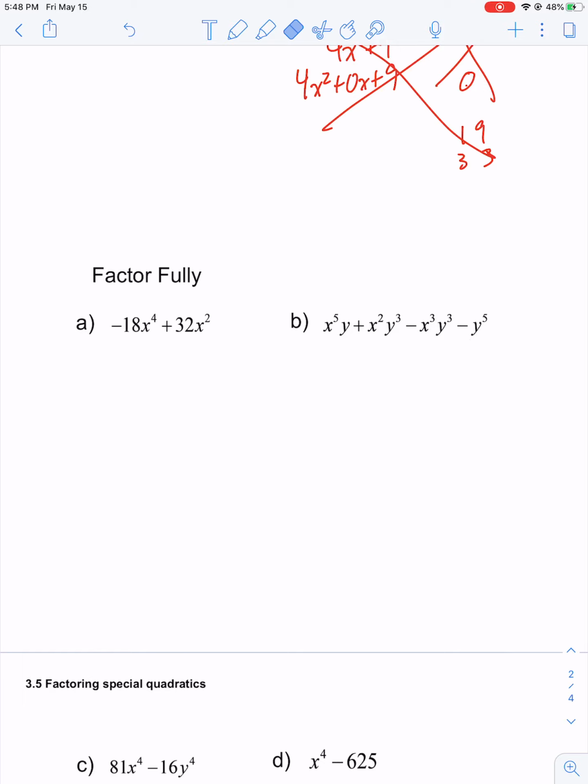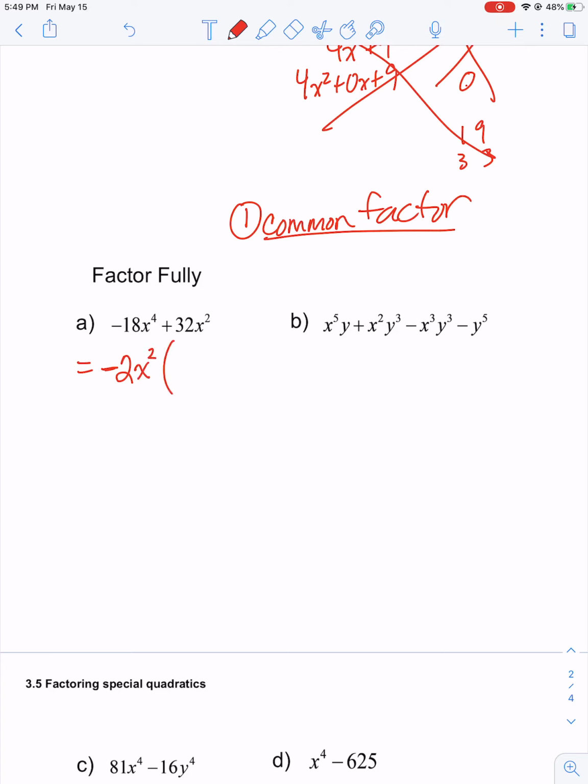So this next one here, first and foremost, always try to common factor. That's number one. So I'm going to factor out a negative because that first term is negative, and I hate negative first terms. And it looks like both of these are divisible by 2. And they both have an x squared in them too.